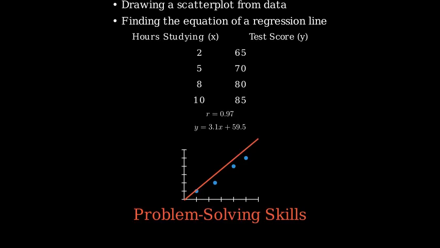A researcher collects data on students' study hours and test scores. The data shows a positive correlation, but one student who studied 20 hours scored much lower than expected.